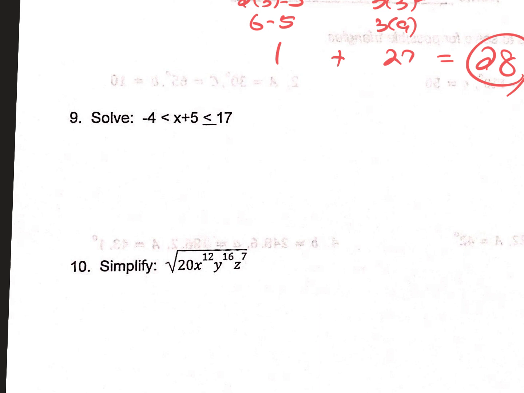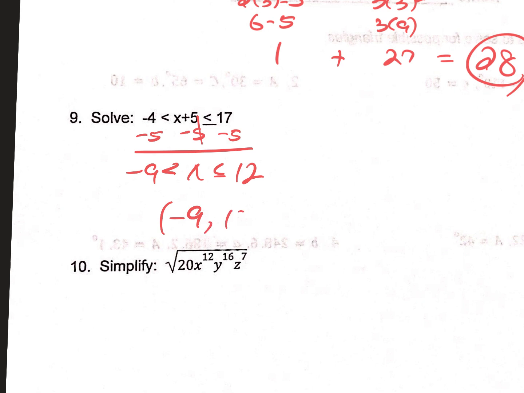Number 9, solve that inequality. This is a conjunction. It's an and problem. I'm going to subtract 5 from all 3 sides. And when I do that, I get x. Over here I have 12. Over here I've got -9. So I can write that like this in an interval. I can put -9 with the parentheses, 12 with the bracket because it has an equal sign.